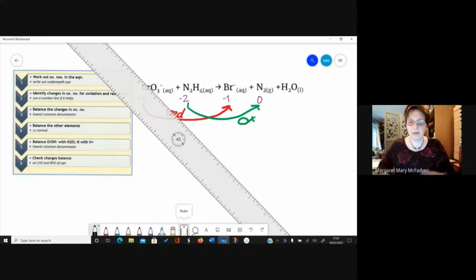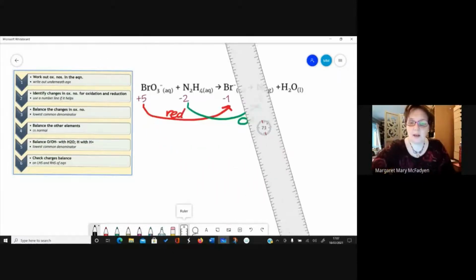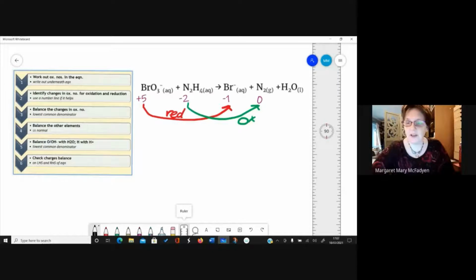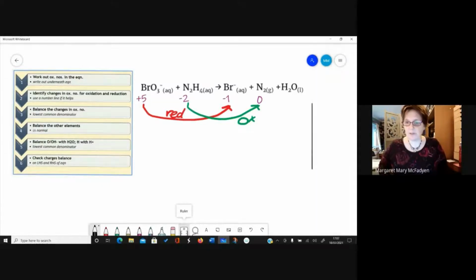get numerical. And I'm going to put in a ruler here. I find this very helpful, to actually use a number line. You might prefer to do your number line horizontally. I prefer to do them vertically here. So just get rid of my ruler now so I can put these in.